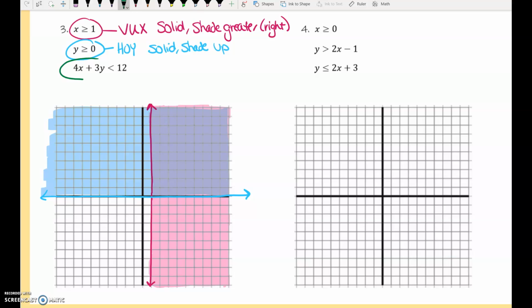Next, we have this inequality, which is currently not ready to graph. We need to do a little bit of work. First thing we need to do is subtract 4x on both sides. So 3y is less than negative 4x plus 12. Divide everything by 3. Do we need to switch the inequality sign? No, we did not divide by a negative. So y is less than negative 4/3 x plus 4.